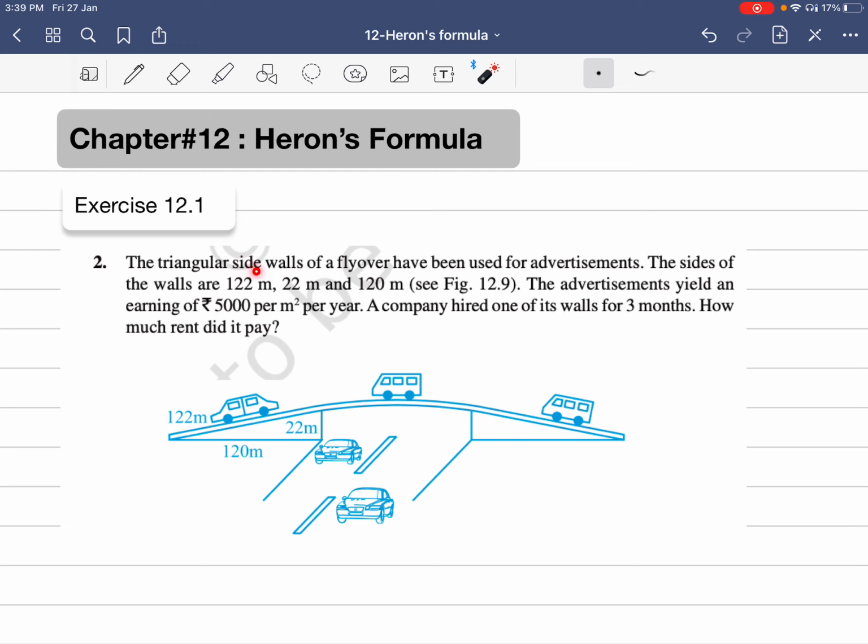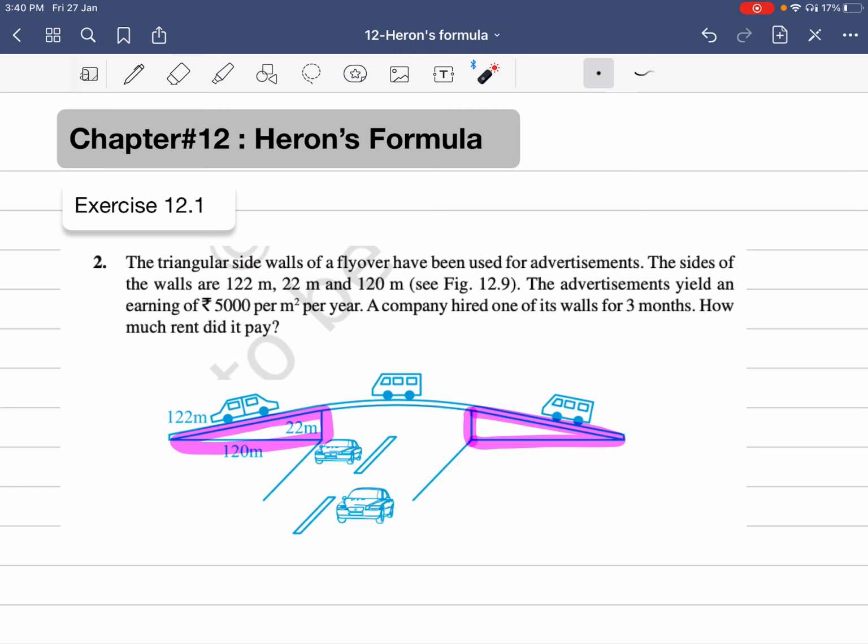The triangular side walls of a flyover have been used for advertisement. So these are the triangular side walls. This is the first one and this is the second one. Now, the sides of the walls are 122 meters, 22 meters and 120 meters. So these are the dimensions of the walls.